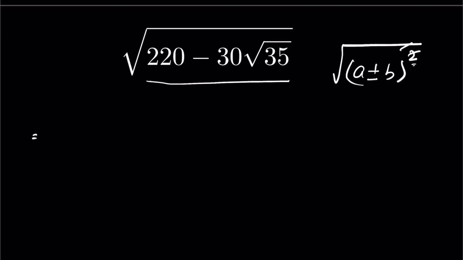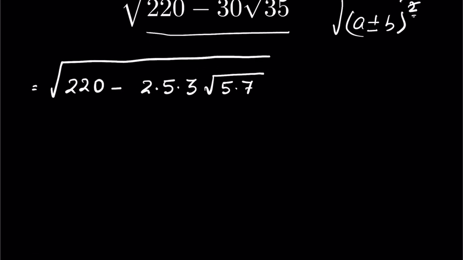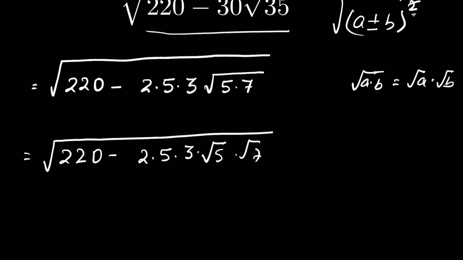Now let's try. 220 minus 30 times square root of 35: we can break down 30 as 2 times 5 times 3, and square root of 35 as square root of 5 times 7, then all under square root. When a times b is under a square root, we can write it as square root of a times square root of b. So it is 220 minus 2 times 5 times 3 times square root of 5 times square root of 7, under square root.